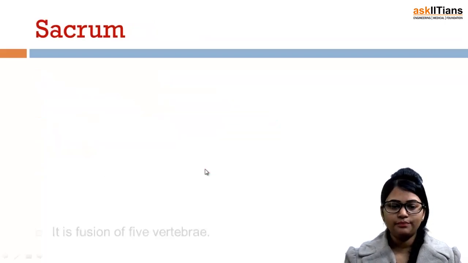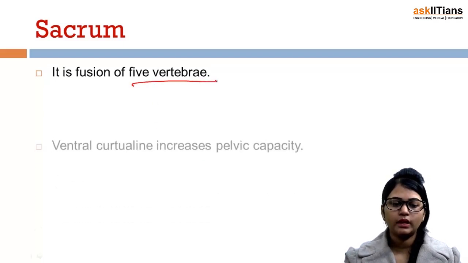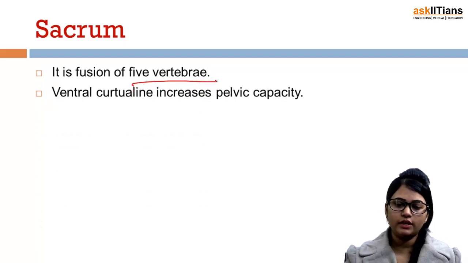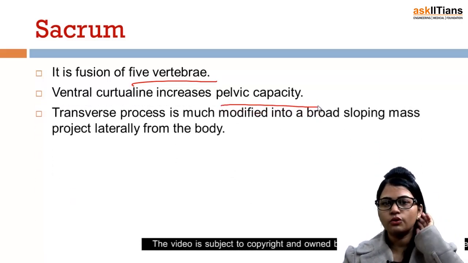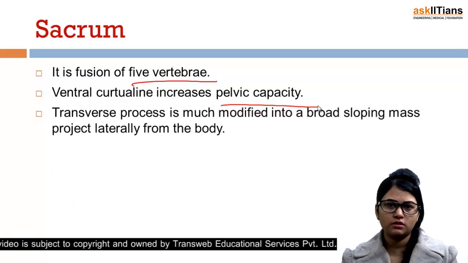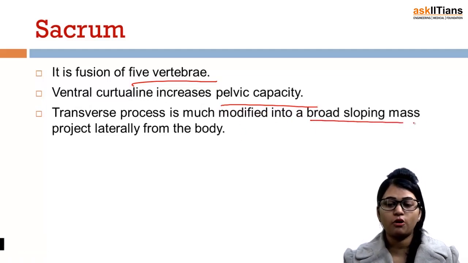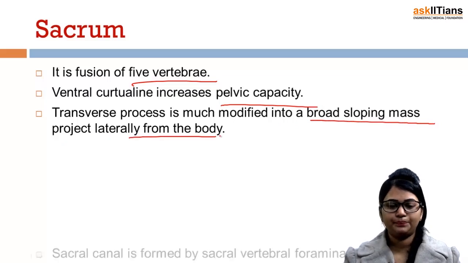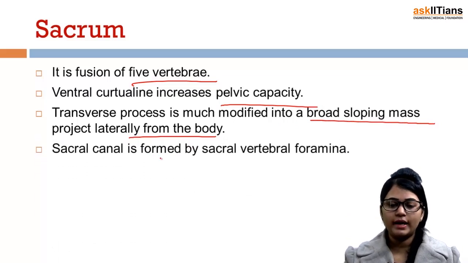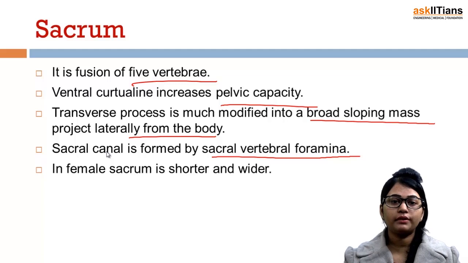Now comes the sacrum. It is a fusion of 5 vertebrae. Ventral curvature increases pelvic capacity. These are the points that you should know because maybe some question is made over these points. Transverse process is much modified into a broad sloping mass and it projects laterally from the body. Sacral canal is formed by sacral vertebral foramina. In female, sacrum is shorter and wider.